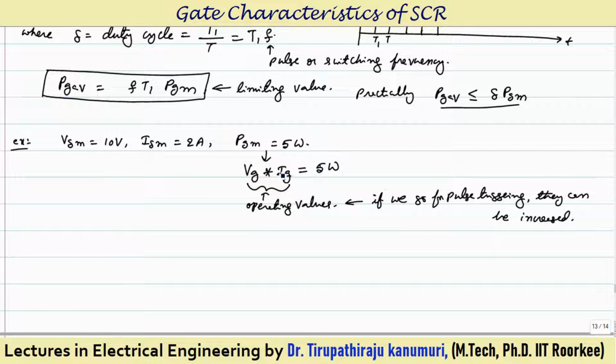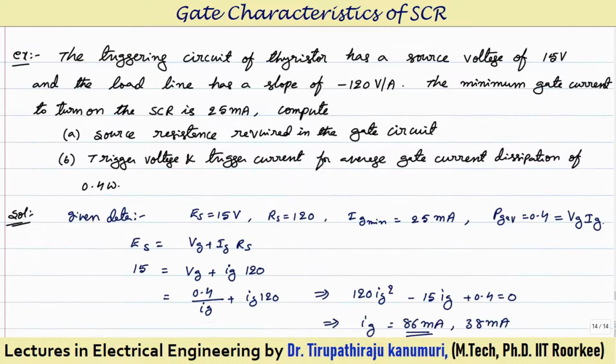So instead of going for continuous, if you are going for pulse triggering, then to generate the same average power, we can automatically increase the magnitude of VG and IG. Let us take it as VG average, that is mentioned. So let us take two numericals to understand this concept completely clearly.